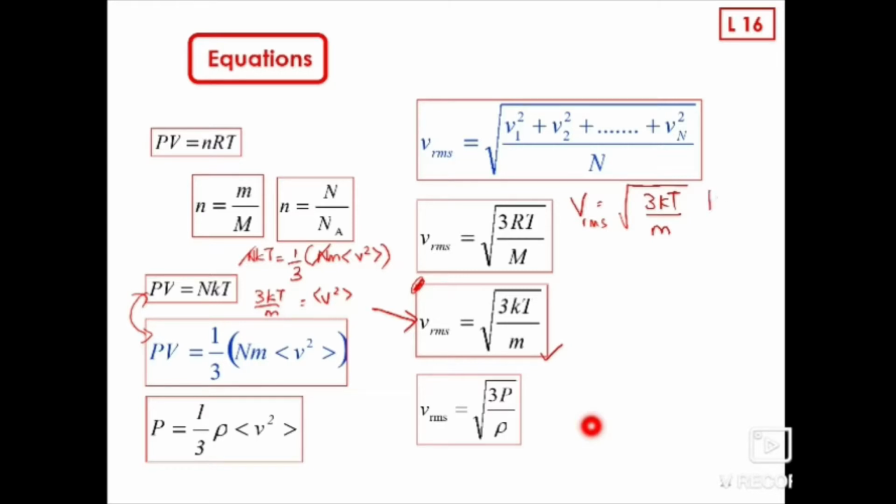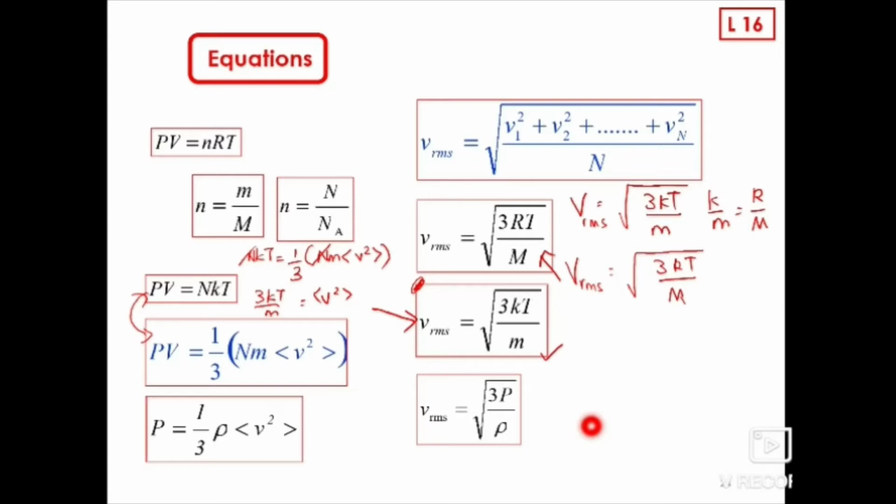Okay, k over m actually equal to R over M, R over molar mass. R is the gas constant. Capital M stands for the molar mass. So we just substitute here. So here we get square root of 3RT over M also equal to VRMS. So we get our third equation for VRMS. Okay, so next is equation number 4.